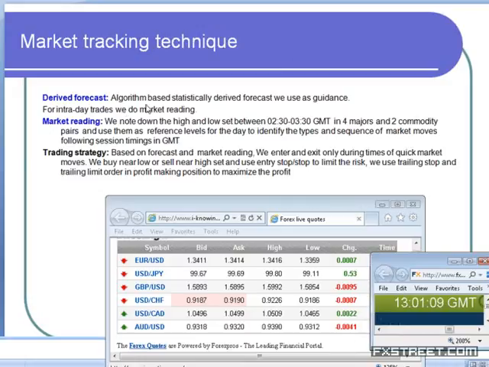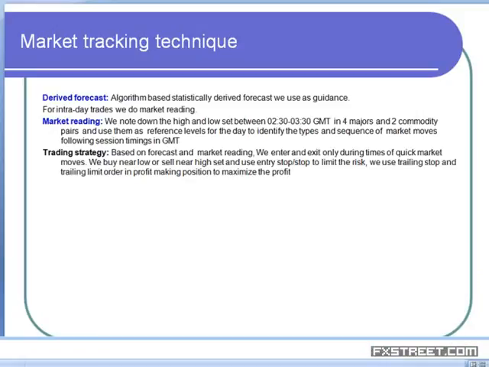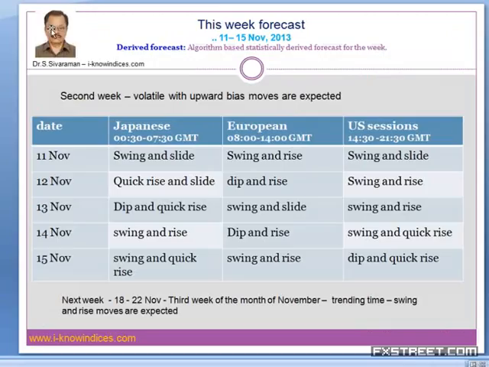I use the derived forecast, which is statistically derived, and that is used as guidance. And that forecast, I have shown it during part 1. On Monday, I presented this particular webinar, and at that time, I displayed the expected market moves for this particular week. Today is 12th. A quick rise and slide were expected during the Japanese session, and a dip during the European session, and then a rise. So we are still in the European session.